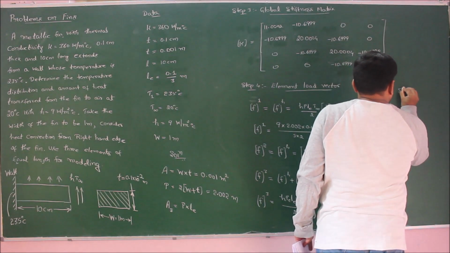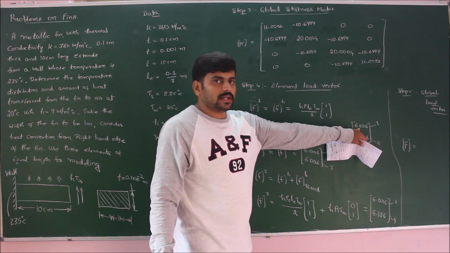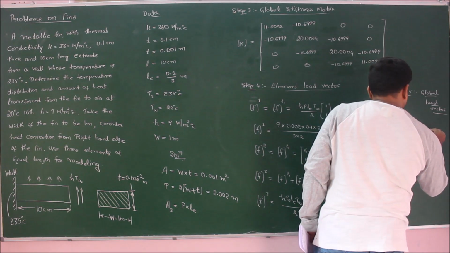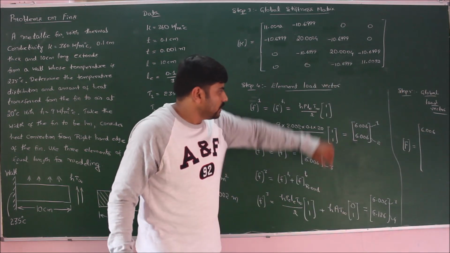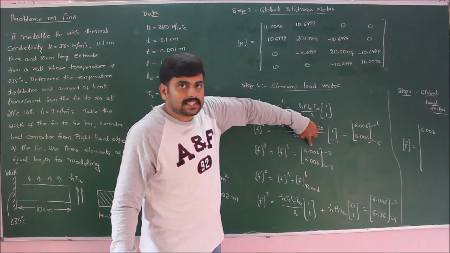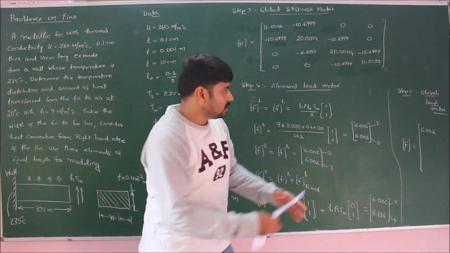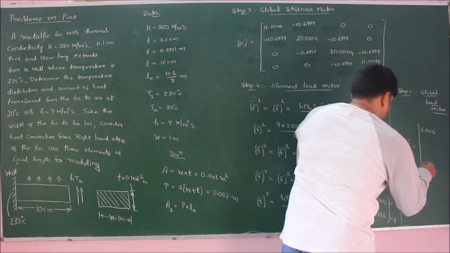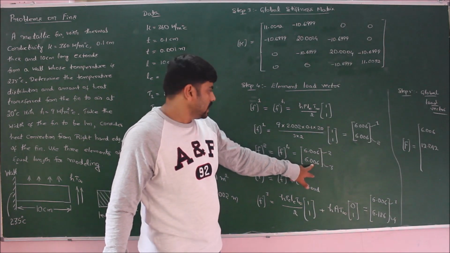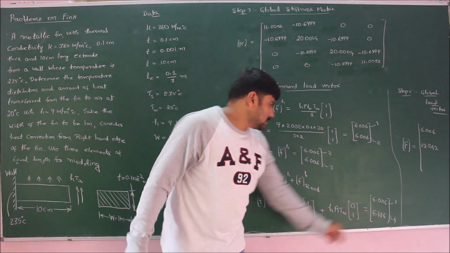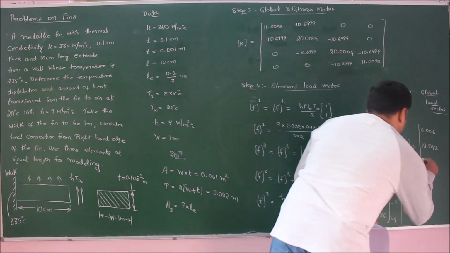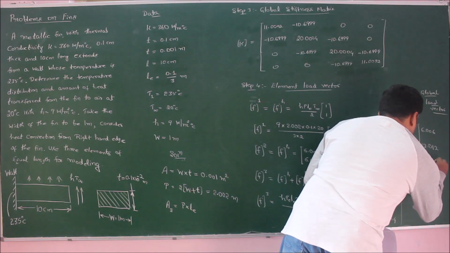Moving to step 5, global load vector. At node number 1 we have only one load, by element number 1, that is 6.006. At node number 2 we have two loads, 6.006 from element 1 and also 6.006 from element 2. So adding these two, I'll get at node 2 12.012. At node 3 we have 6.006 from element 2 and 6.006 from element 3. So adding, at node 3 we'll get the same value, that is 12.012.